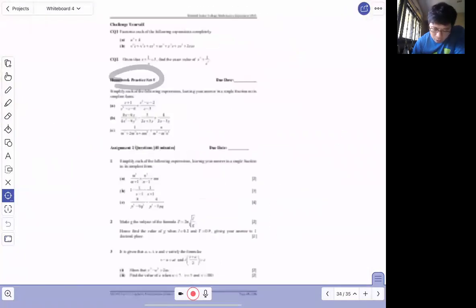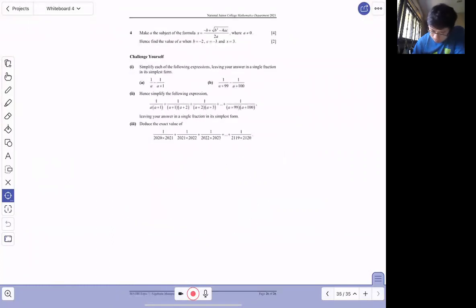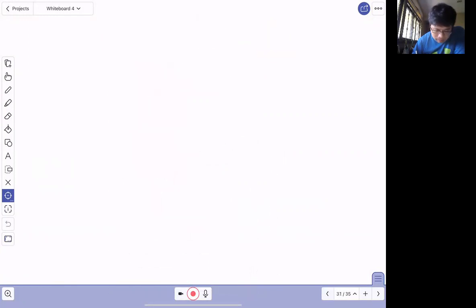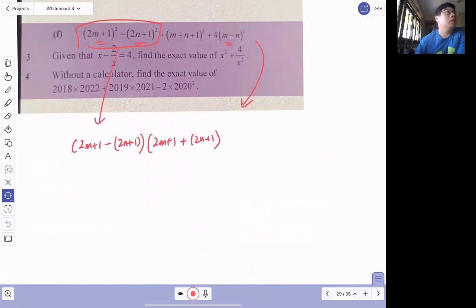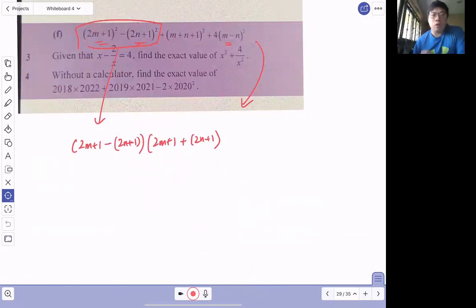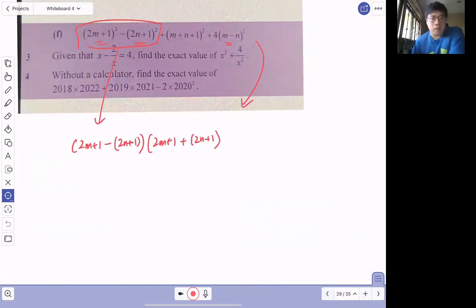Sorry. Wait, sorry, where is this from again? Where's the question? Is it from the assignment? Assignment, yeah. Okay, assignment question 2F and 3 and 4. Assignment 2 lah, assignment 2. Okay, wait, no, assignment 1, question 2. Assignment 1, question 2. Okay. Just give me a sec.